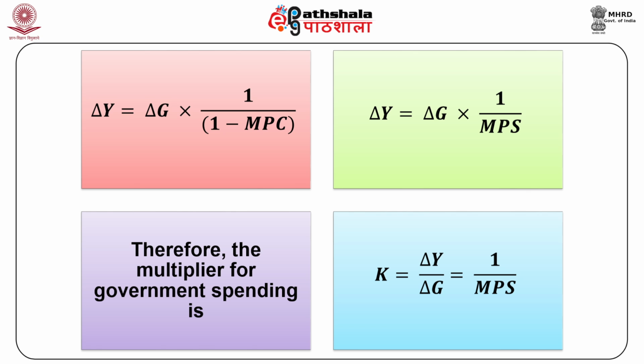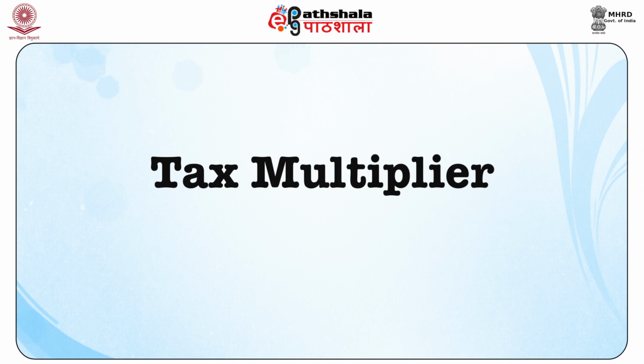Now, suppose that the government spending is increased by the amount of delta G. Then, the corresponding increase in income Y is given by delta Y is equal to delta G into 1 upon 1 minus B. Here, B is the MPC and MPS is equal to 1 minus MPC. So, the equation can be rewritten as delta Y is equal to delta G into 1 upon 1 minus MPC. Delta Y is equal to delta G into 1 upon MPS. Therefore, the multiplier for government spending is K is equal to delta Y upon delta G is equal to 1 upon MPS. Next, we will understand the tax multiplier.